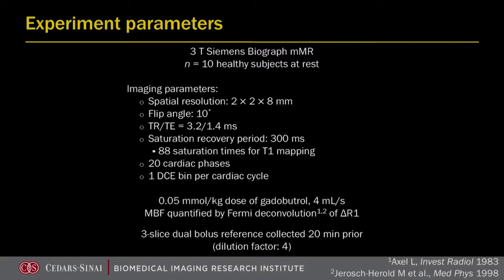We did some experiments on a 3T Siemens Biograph mMR in n equals 10 healthy subjects at rest. Basically 2 by 2 by 8 millimeter spatial resolution, 20 cardiac phases. We ended up with 88 saturation times for T1 mapping. We administered a 0.05 millimole per kilogram dose of gadabutrol at 4 milliliters per second.